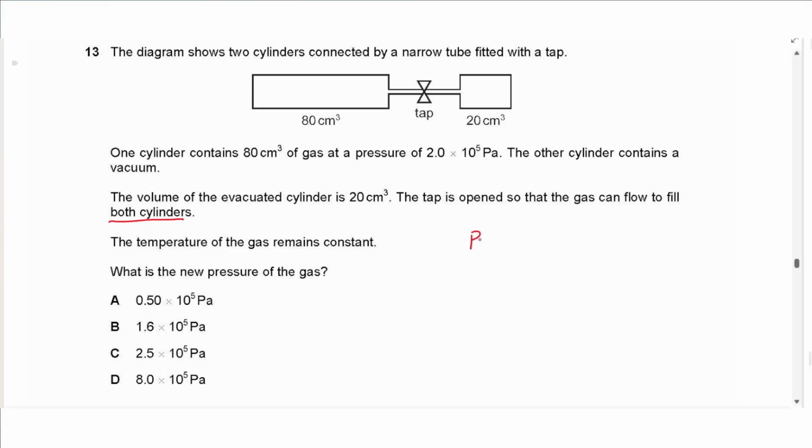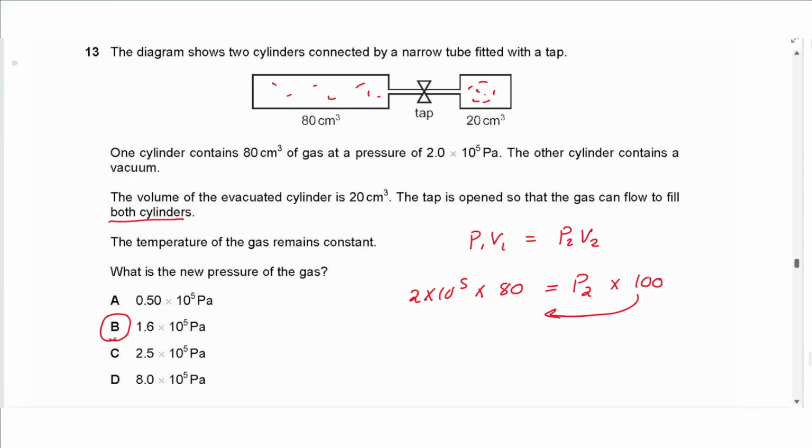What is the new pressure of the gas? So we can use P1 V1 is equal to P2 V2, or PV is constant. The initial pressure was 2 times 10 to the power of 5 and the initial volume was 80 centimeter cubed. The final pressure is unknown, and the final volume is the volume of the 2 cylinders because the gas will occupy both cylinders. So the total volume will be 100 centimeter cubed. Then we divide by 100 on the other side to get the pressure. This will give an answer of 1.6 times 10 to the power 5 Pascal, so we choose B.